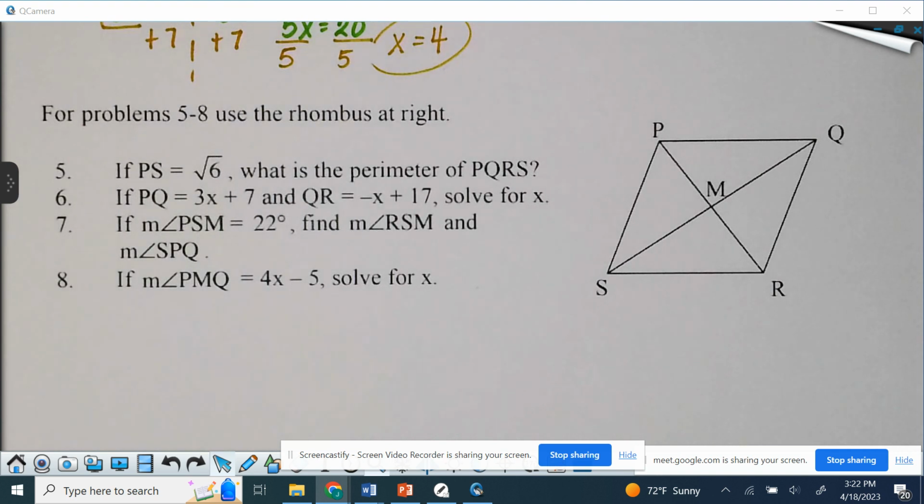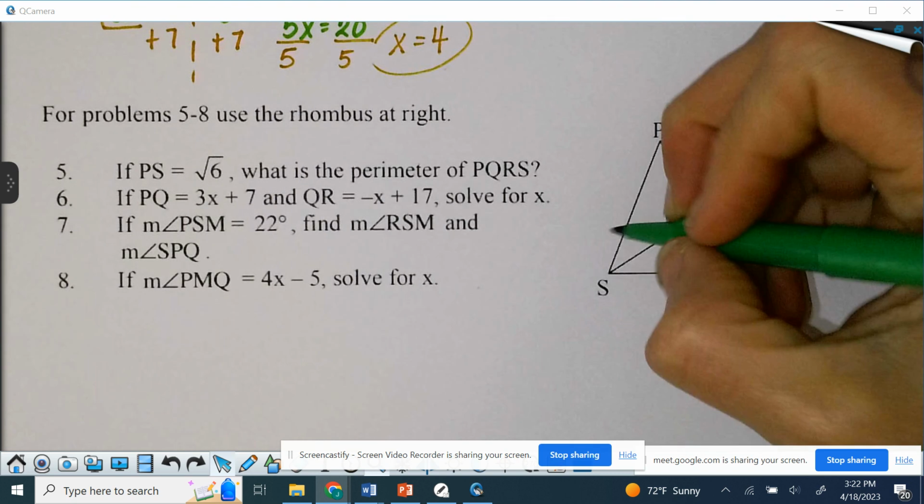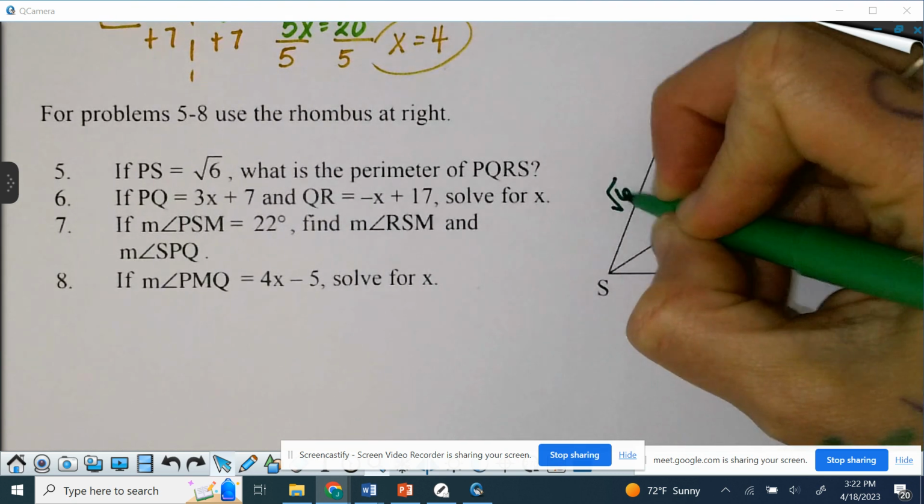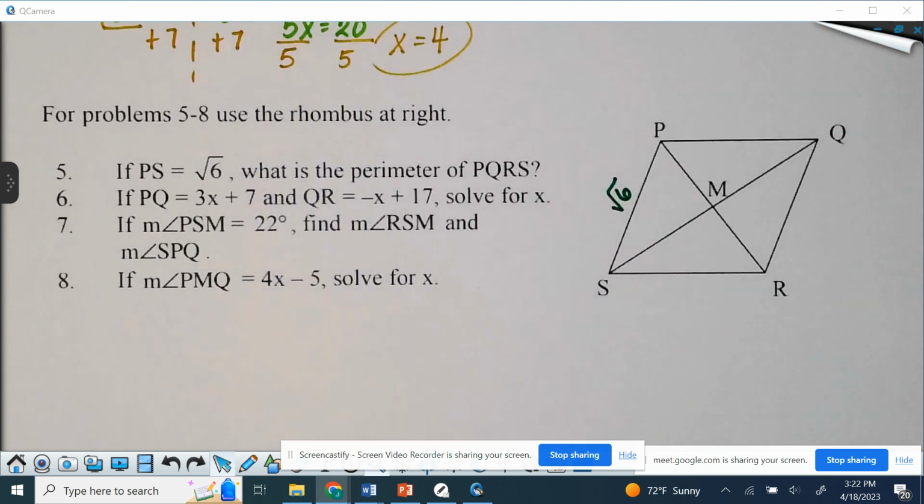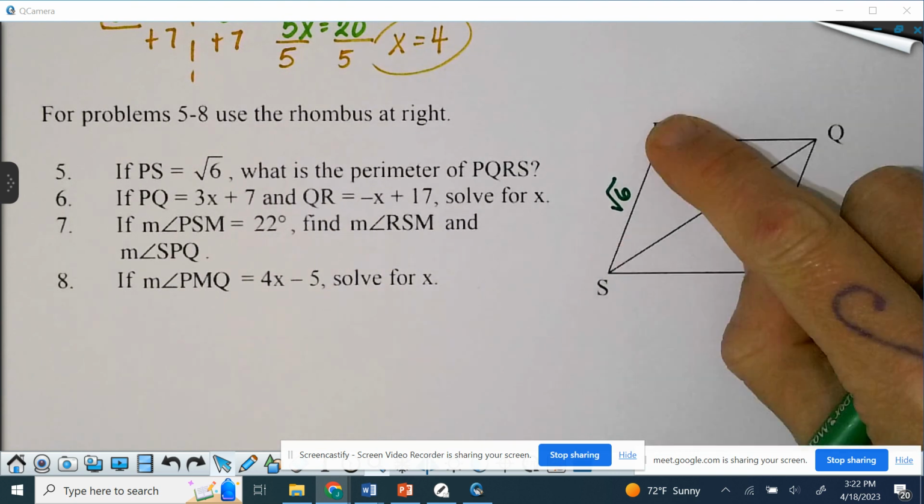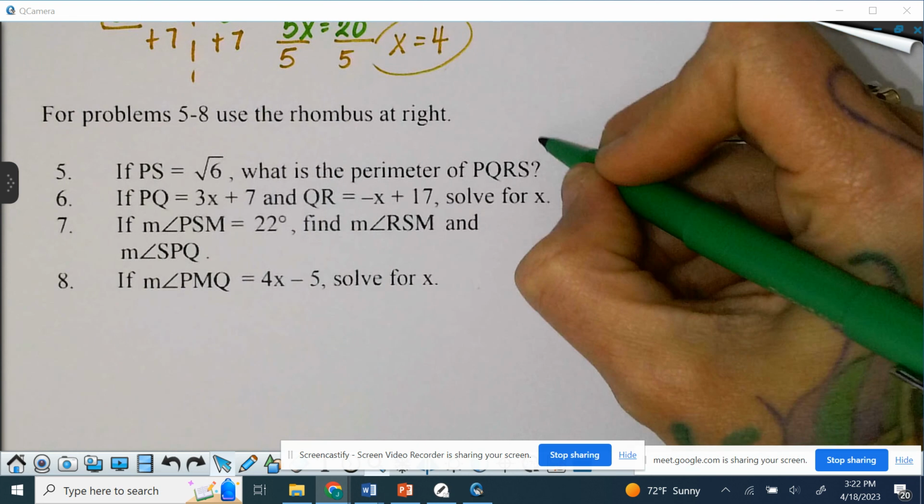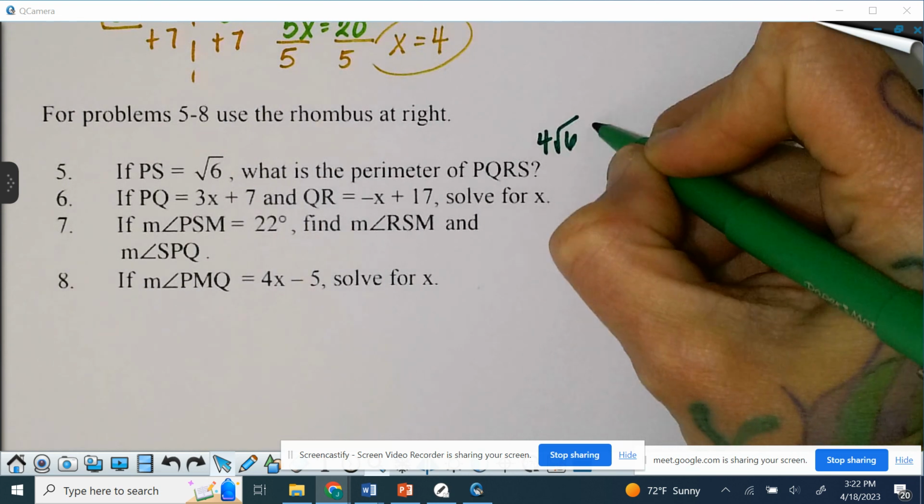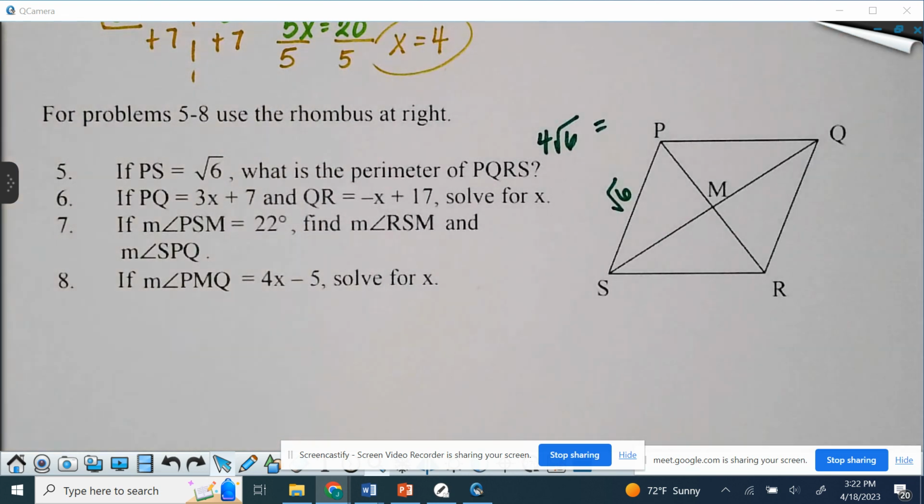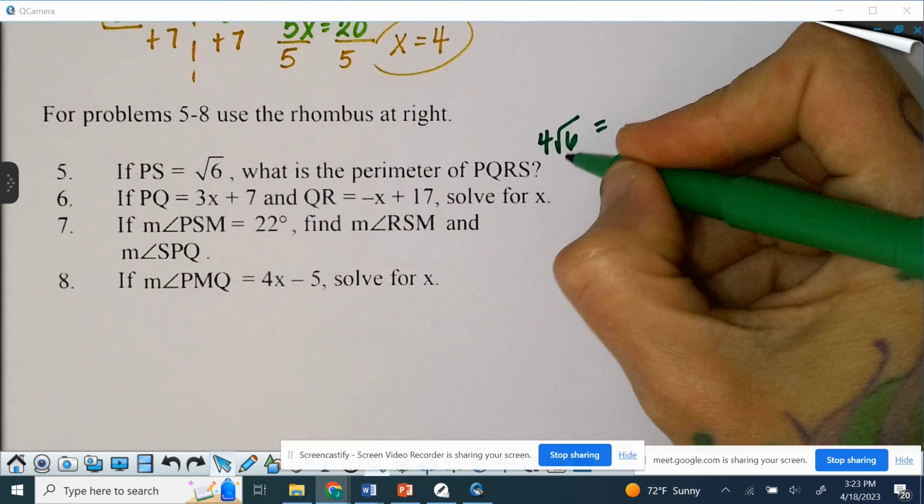So if PS is the square root of 6, what is the perimeter of PQRS? So if this is the square root of 6, that just means that it's 4 times that. You can add them together. We could do 4 times the square root of 6. And that property is just knowing that a rhombus has 4 congruent sides. So 4 times the square root of 6.